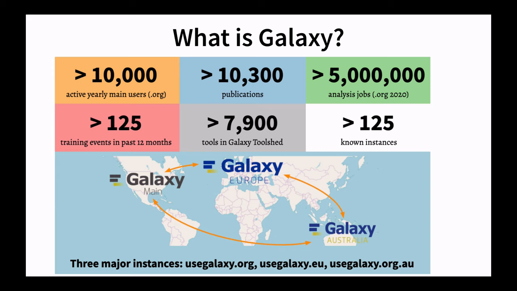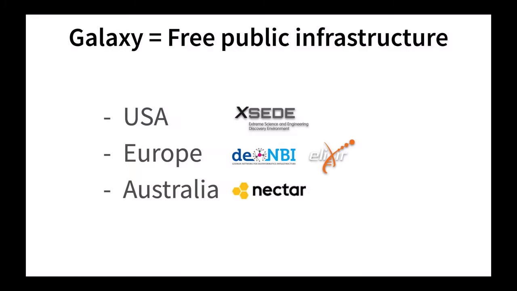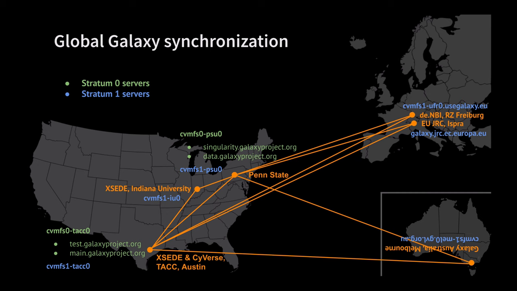It runs millions of jobs each year. Importantly, Galaxy contains thousands of open source tools. The chances are that the tool that you might want is probably already wrapped and is present in all of these three instances. The worldwide instances are free and supported by public computational infrastructure. In US, it is XSEDE, a framework that ties together large supercomputing centers. In Europe, it's de.NBI and Elixir, and also regional computational infrastructure. In Australia, it is the Nectar Research Cloud. The three instances share common reference data and tools via this worldwide network.